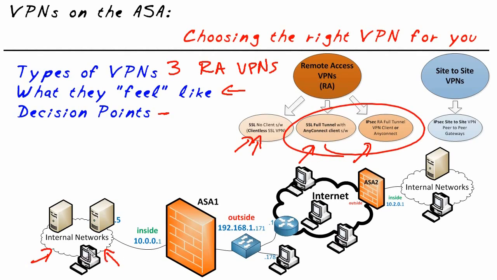Now, if the user does have local administrative rights and or the software is currently installed and they want full access to the network with a real IP address on the inside, you could use SSL and the AnyConnect client or the IPsec VPN client, or you could use the AnyConnect IPsec option to build that remote access VPN tunnel. I hope this has been informative for you, and I'd like to thank you for viewing.